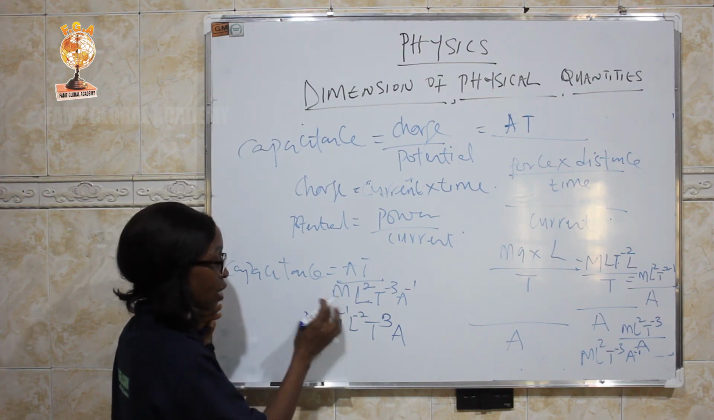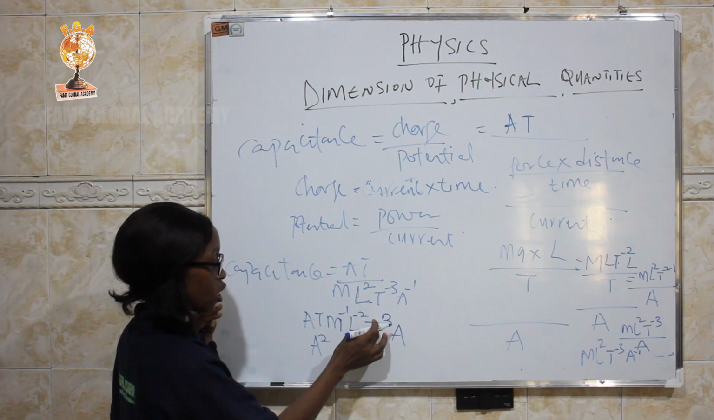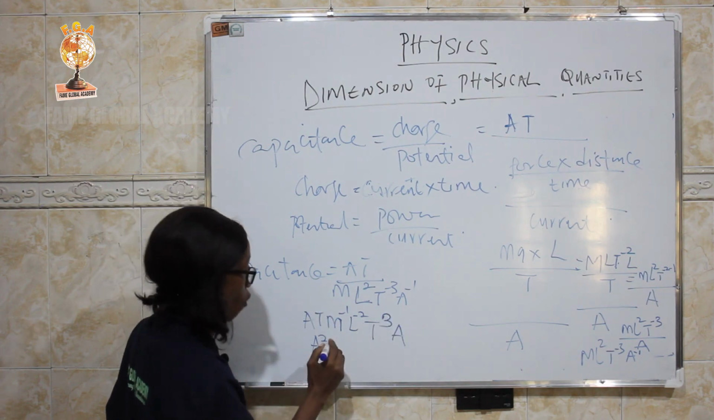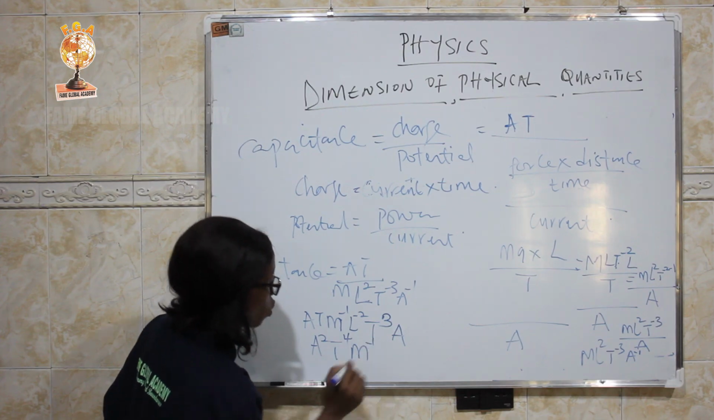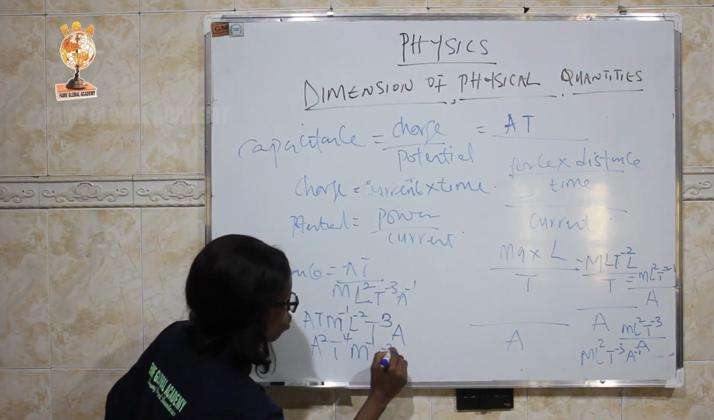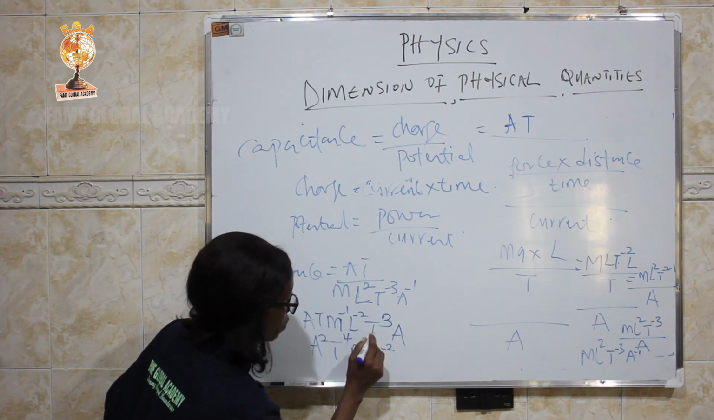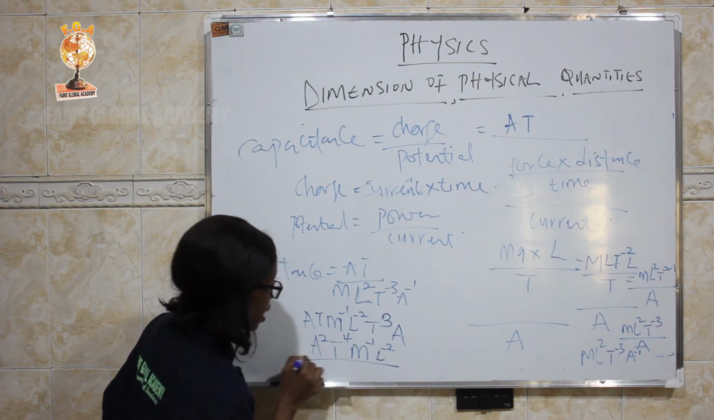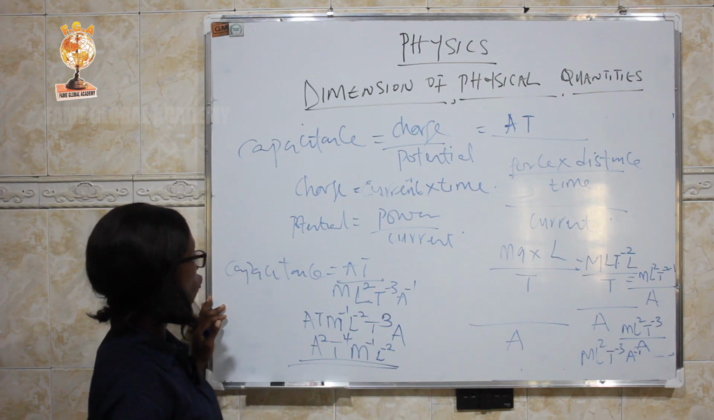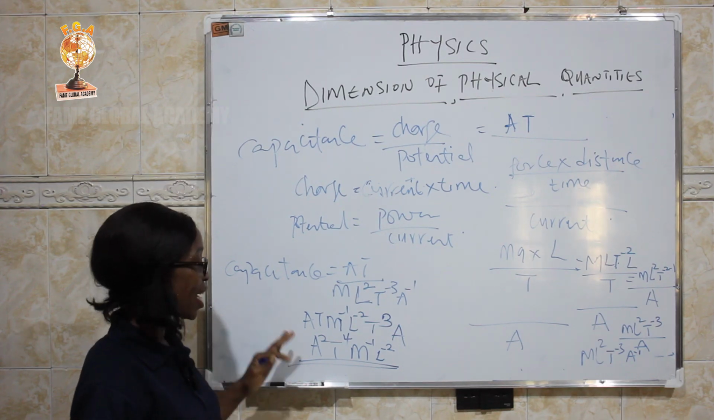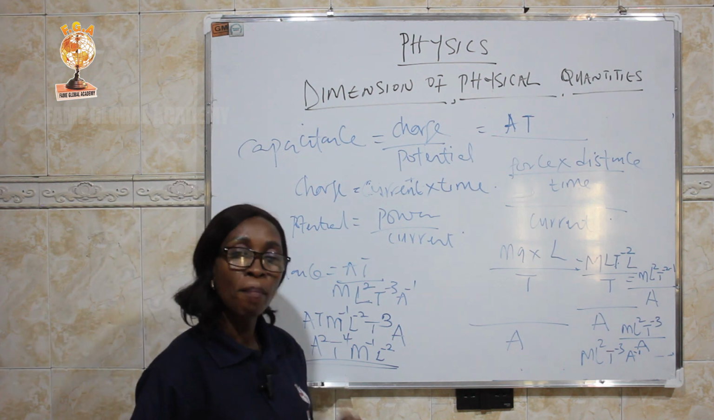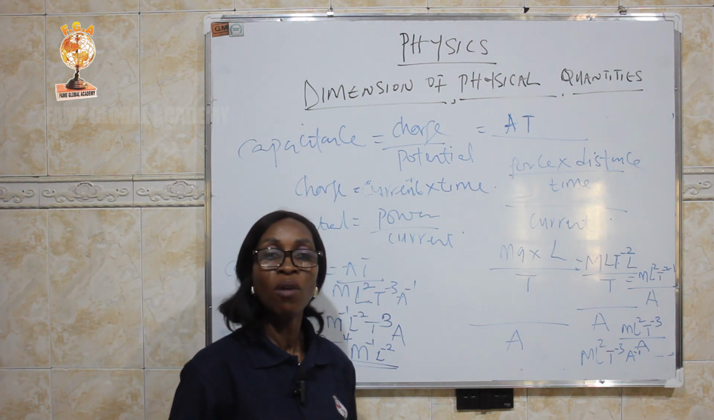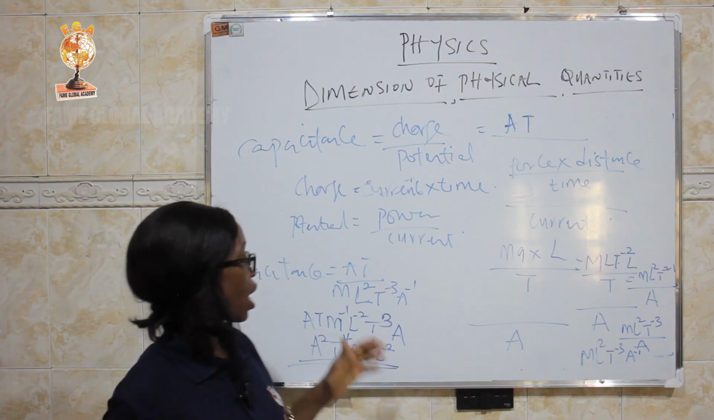Now T is 1, T also is 3. 1 plus 3 is 4. So T4, M minus 1, L minus 2. Now this is the dimension for capacitance. A squared, T4, M minus 1, L minus 2. This is now the dimension for capacitance.